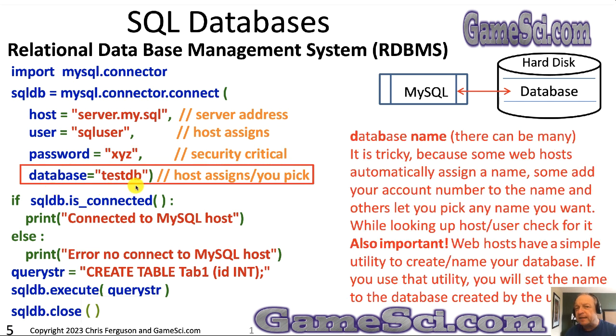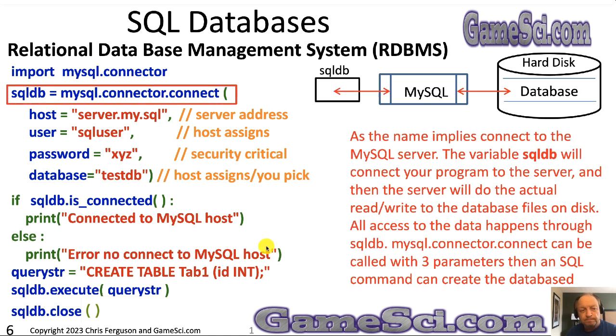Database equals test.db. This is your database name. There can be many databases on one MySQL server. It is tricky because some web hosts automatically assign a name, some add your account number to the name, and others let you pick any name you want for the database. While looking up your host or user information, check for it. Also important, web hosts have a simple utility to create and name your database. If you use that utility, you will set the name to the database created by the utility.